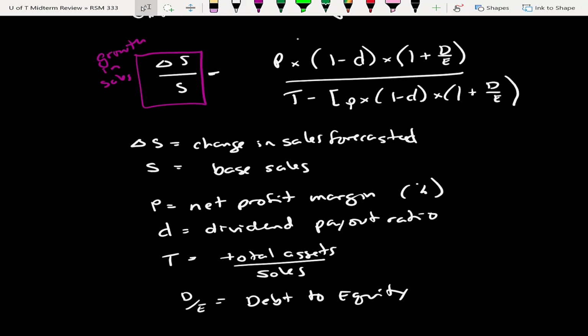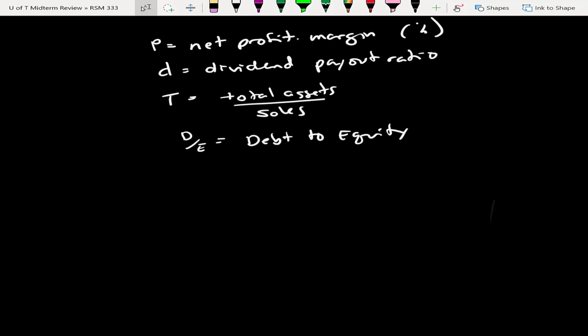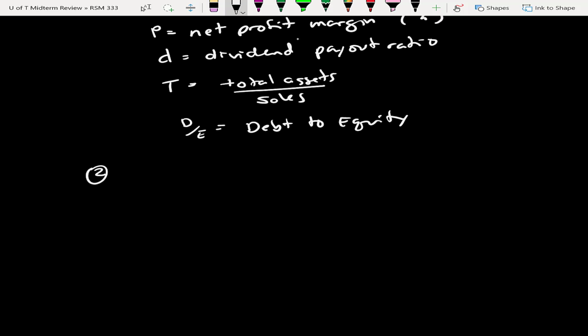And if the percentage is 20%, what that says is you can grow this company's sales by 20% next year and not have to get external financing. If you grow by 30%, then you're going to need to get external financing. Okay, so that leads to the second question. What's the amount of financing? So how much external financing do you need?